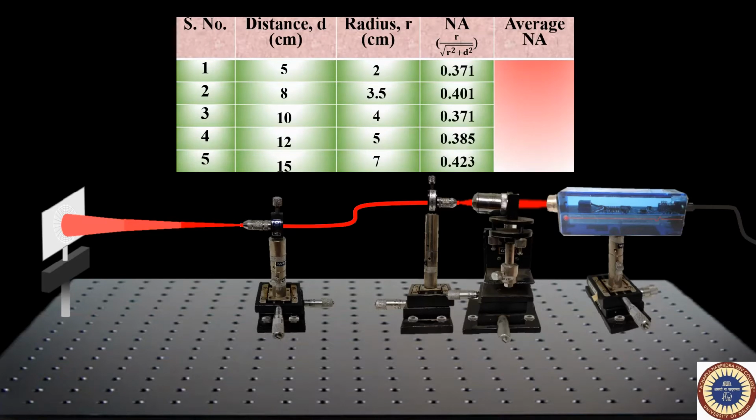NA can be calculated using this already discussed formula. The calculated average value of numerical aperture is 0.39, which is very close to the theoretical value of 0.4.